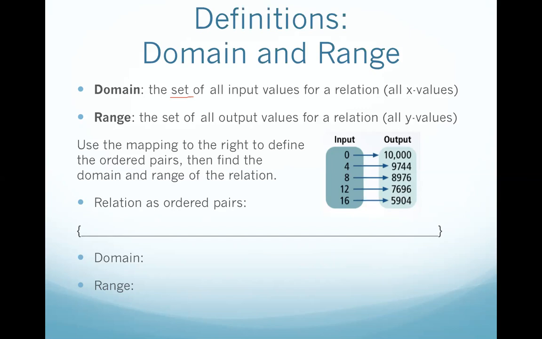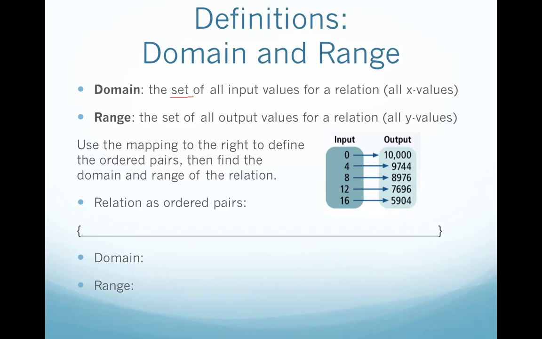The same thing goes for range, except instead of input, now we're dealing with output values. So the range is the set of all possible output values. And when we're looking at our mappings, any of the 4 mappings, we can break our domain and range, or our input and our output, into these 2 categories. Okay, so let's see if we can take a look at this relation here on the right.